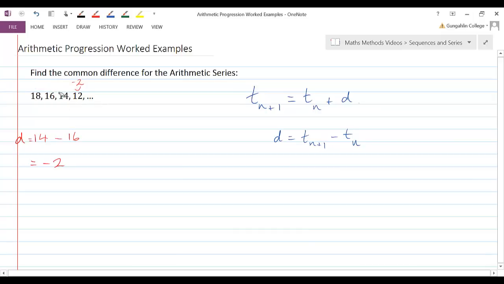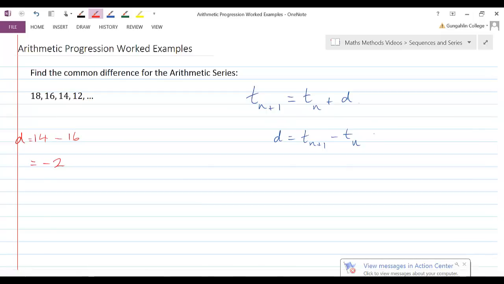With this particular problem, we probably didn't need to go through all this business over here, but it's important to recognize that formula for later on when we look at more difficult problems.